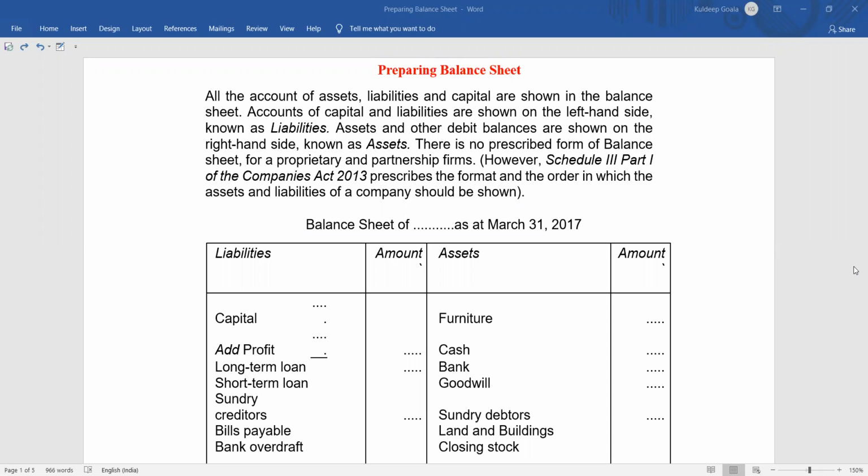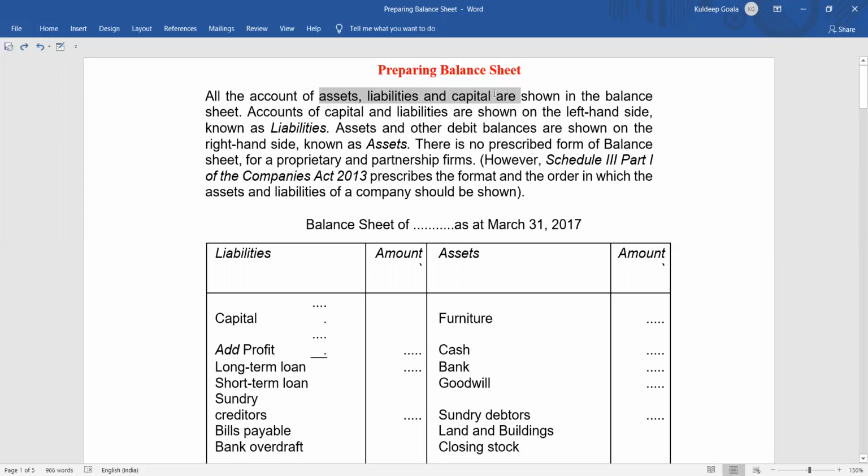So what is actually a balance sheet? Balance sheet is a statement which will give you the information about your assets, liabilities, and capital. That is why it is a statement where we show the accounts of assets, liabilities, and capital.